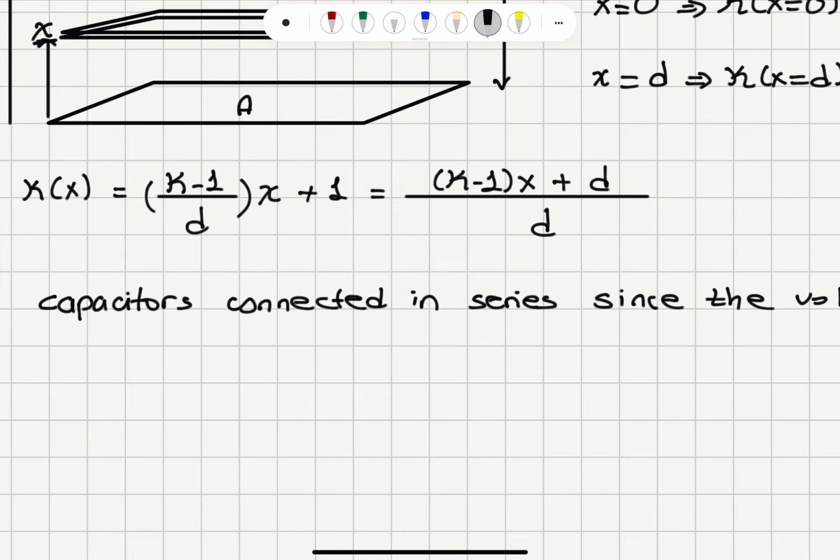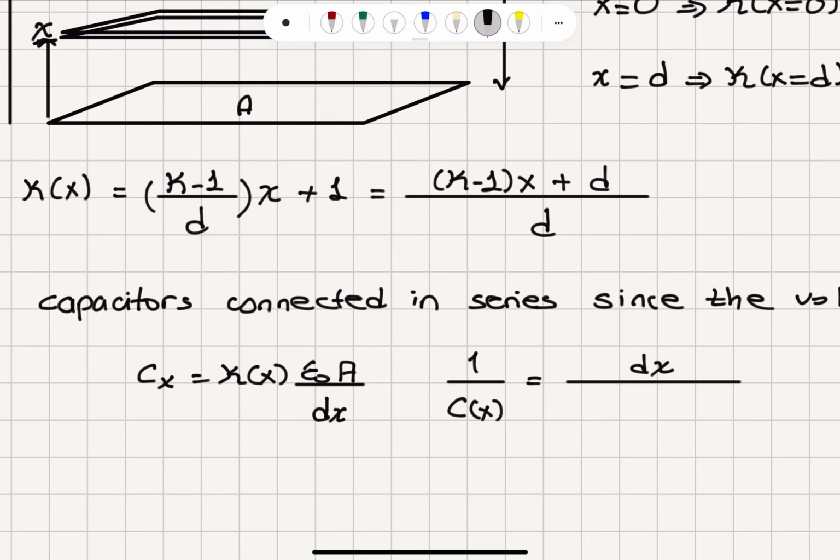Okay, so what is the capacitance at position x? It is the value of the dielectric at that position, epsilon 0 A, the area, divided by the distance between the plates, which is the differential distance, dx. And what is the 1 over the capacitance? 1 over c of x, the reciprocal, is dx divided by kappa of x epsilon 0 A.